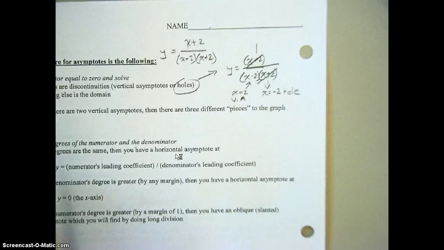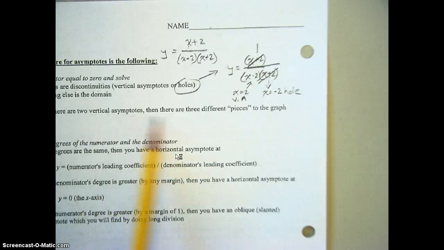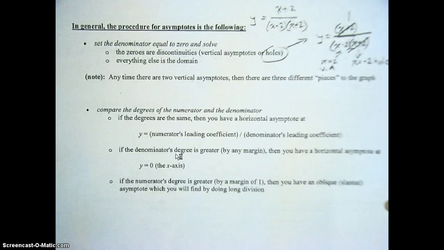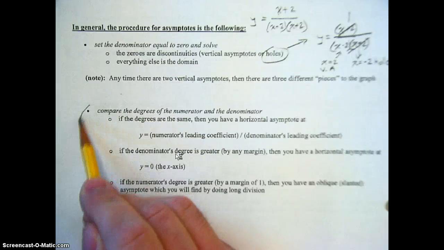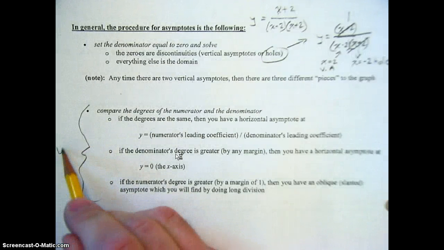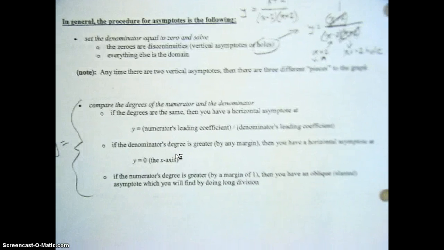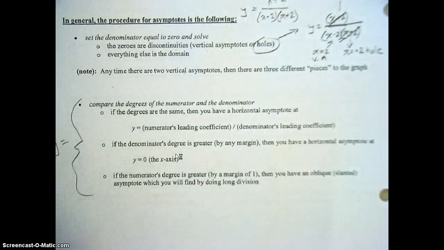All right. Anytime there are 2 vertical asymptotes, keep in mind there will be 3 different pieces to our graph. Okay? And then for your horizontal asymptotes, these are your y equals. Okay? And we just summarized that. I'm not going to read through it again. Okay. Very good?